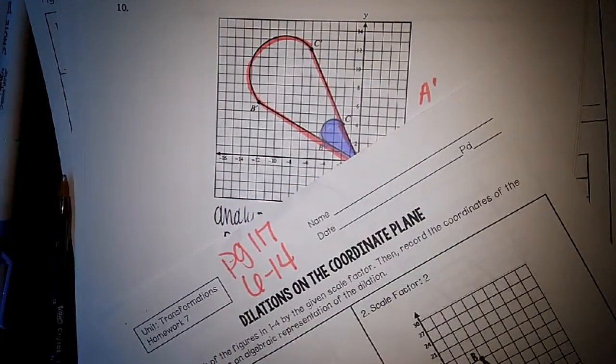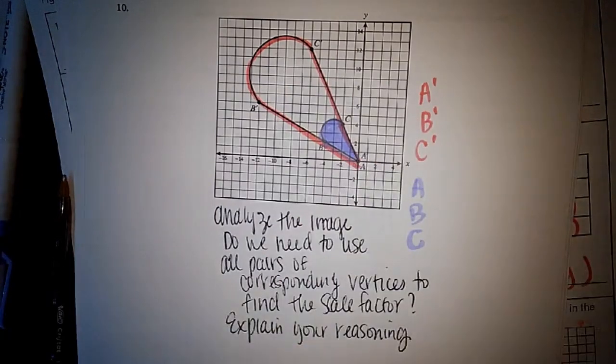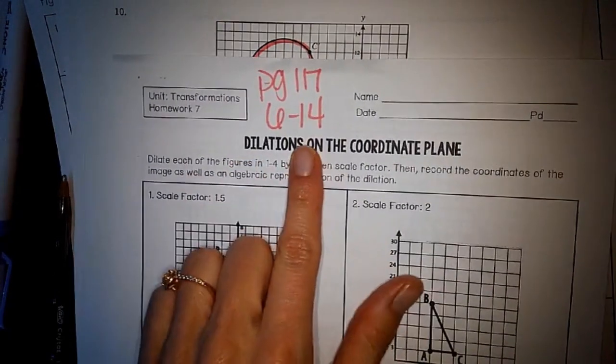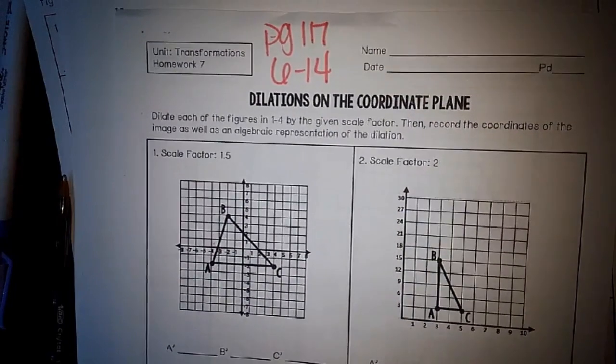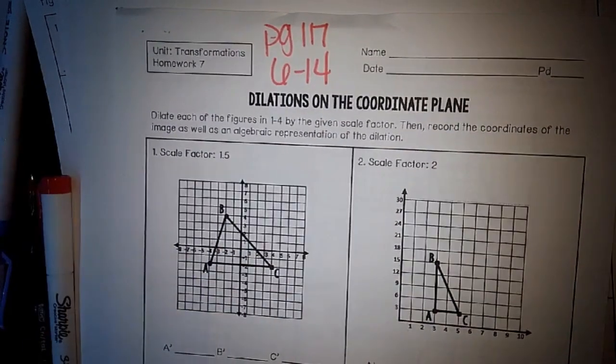When you're finished with your exit ticket, you may work on iReady. You have your 2 iReady lessons due by the end of the week. And then you may start your homework if you finish your iReady.